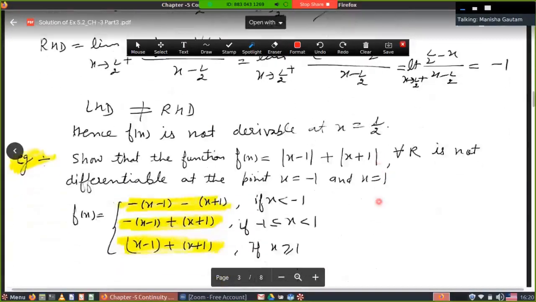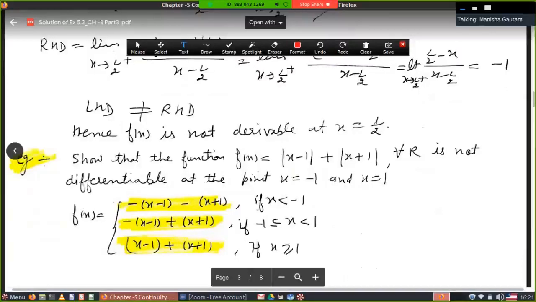Now the second example is, show that the function f x is equal to mod of x minus 1 plus mod of x plus 1 for all real numbers is not differentiable at the points x equal to minus 1 and x equal to 1. You have to check for both. First of all, simplify this function for the values x equal to minus 1 and x equal to 1. What intervals will you get?